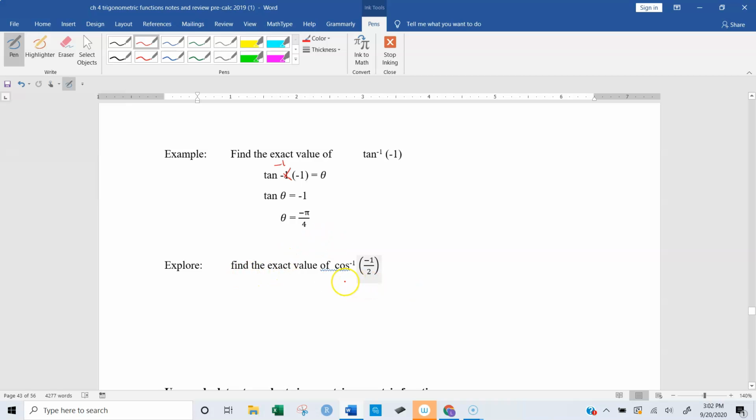All right, find the exact value of inverse cosine of negative 1/2. All right, you should have said, hey, what is the cosine of theta equal to, negative 1/2?